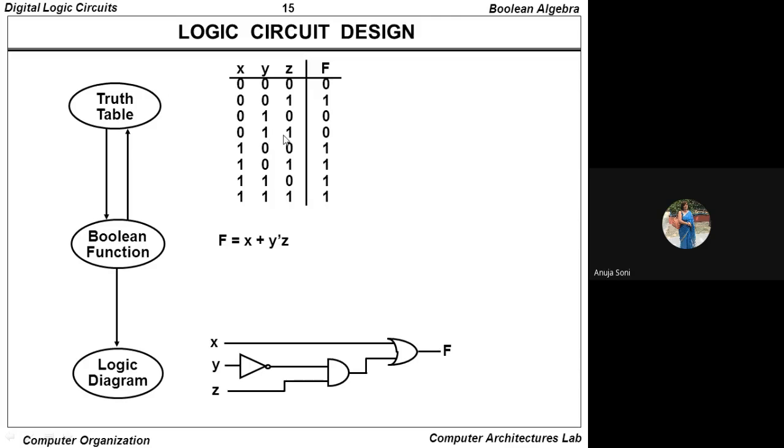011 is termed as 3 in decimal. 100 is termed as 4 in decimal. 101 is termed as 5 in decimal. 110 is termed as 6, and 111 is termed as 7 in decimal.